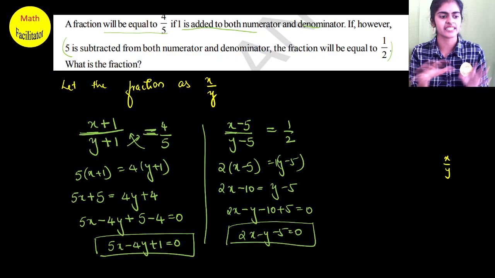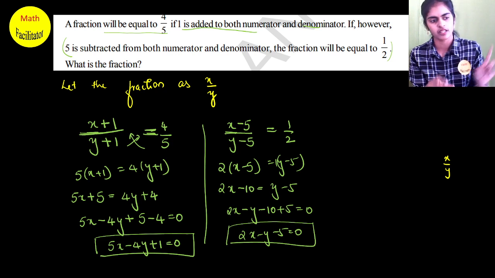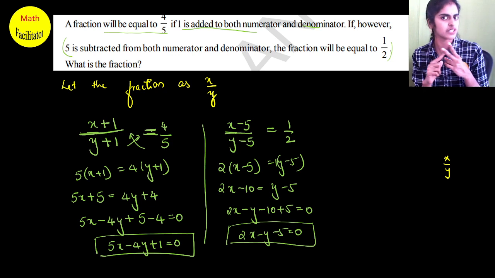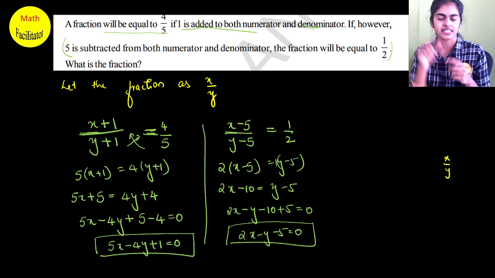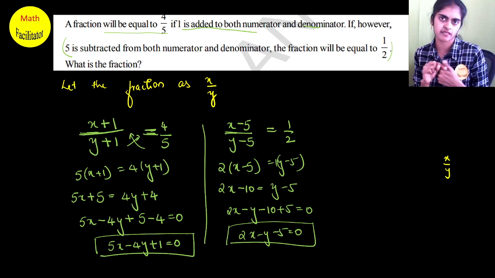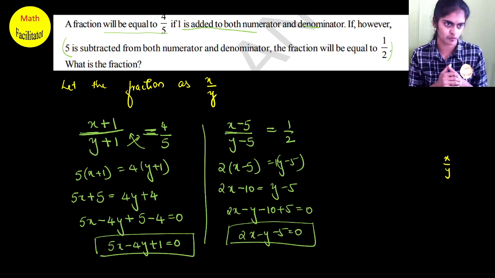Yes. So it is just how you understand the condition. 1 added to numerator, 1 added to denominator. So (x plus 1) by (y plus 1) is giving you 4 by 5. 5 subtracted from numerator, 5 subtracted from denominator. (x minus 5) by (y minus 5) is giving you 1 by 2.